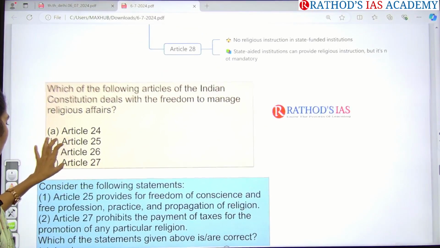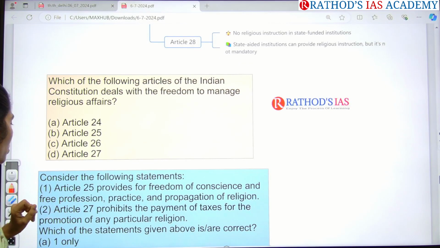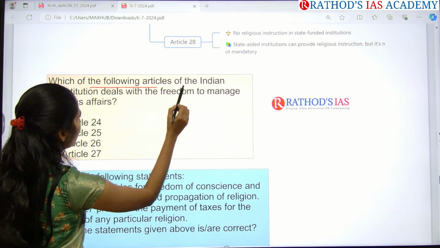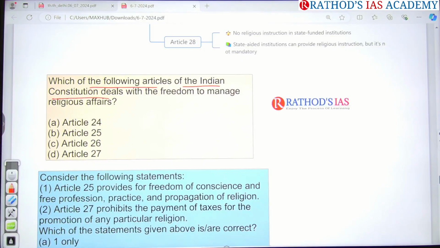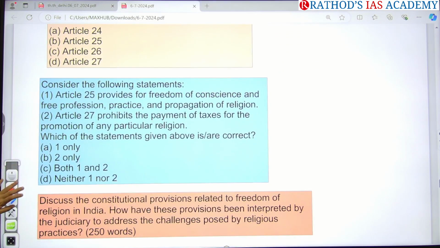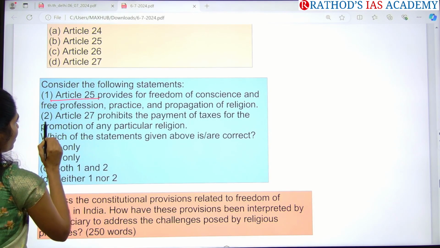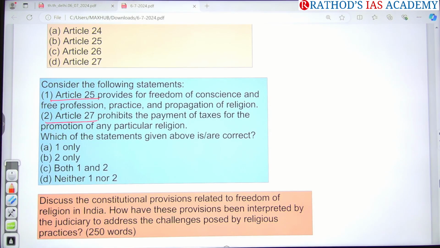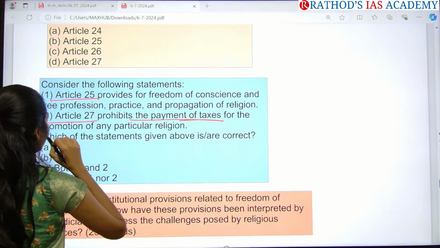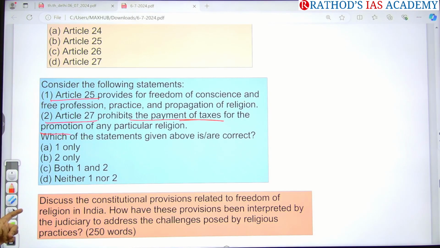And there are some prelims and mains questions, so please practice these questions. The first one is: which of the following articles of the Indian Constitution deals with freedom to manage religious affairs? It is very simple: Article 24, 25, 26 or 27. Next, consider the following statements about Article 25 and Article 27. Article 25 provides for freedom of conscience and the free profession, practice and propagation of religion. Article 27 prohibits the payment of taxes for the promotion of any particular religion. Please let me know which statements are correct here.